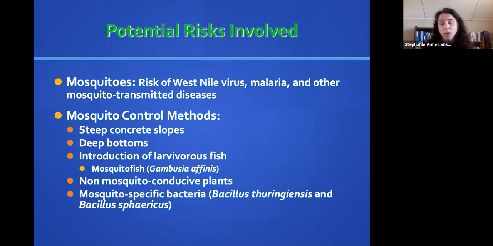And you can also use non-mosquito-conducive plants. So for example, floating lettuce tends to have little pockets of water in there, and the mosquitoes can breathe in there. So you want to think about what type of plants you have, both emergent and submergent. And then also there are mosquito-specific bacteria that can break down the larvae.